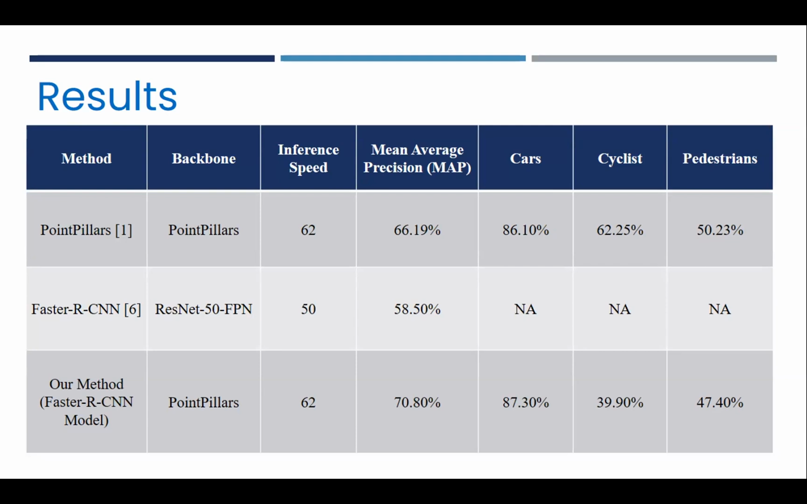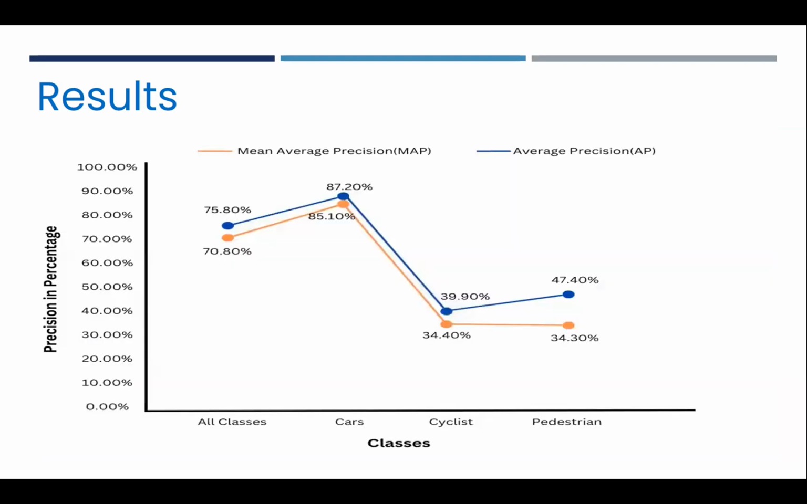We can compare it with the individual classes as well, like cars, cyclists, and pedestrians. We have obtained high accuracy for the cars, that is 87.30%, and we have got a lower percentage for cyclists and pedestrians. This is because of the smaller data set, so it didn't get trained well. If you provide more data, then we can improve these percentages as well. So here is the plot of our obtained results.